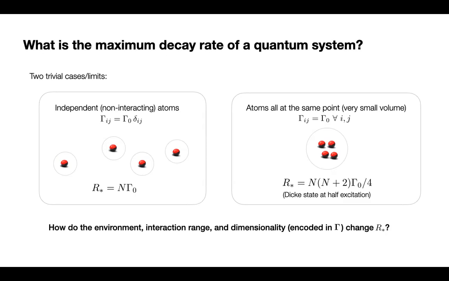So what if you're in some other environment where the interaction range is not all-to-all, but for instance a power law, or whatever you want to give me. And then I arrange my qubits in some particular geometry. All these features are encoded in this gamma matrix. And I want to know how these features determine the largest decay rate of my system.